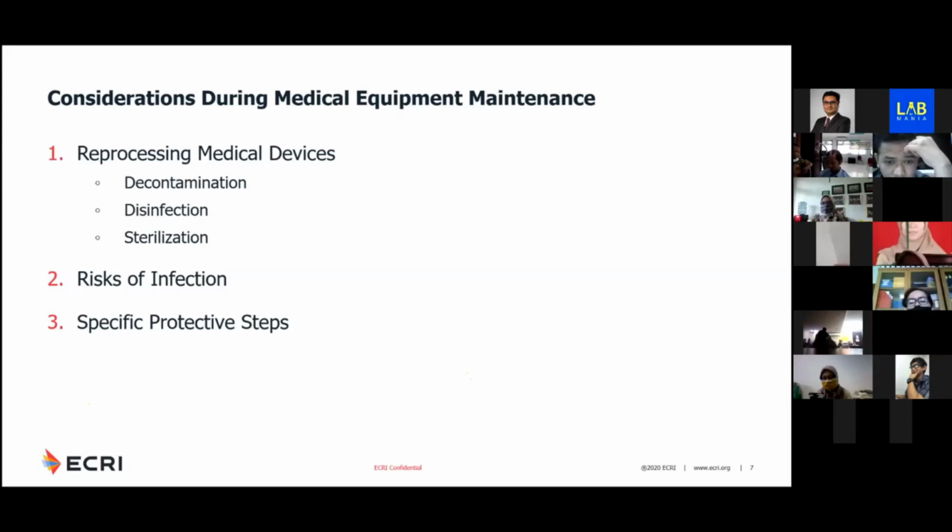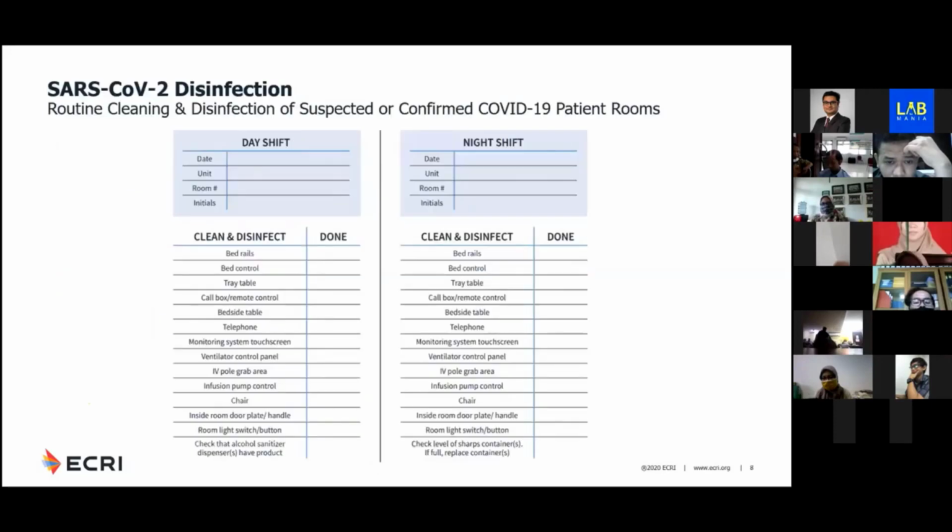Okay, so back to the second part of the presentation here. What ECRI has done, we have provided some guidance on what steps you should take when you are looking at not only the medical equipment, but also other devices found within the patient room. And usually we look at, if you have a day shift and a night shift, that this disinfection or cleaning should be done at least twice a day.